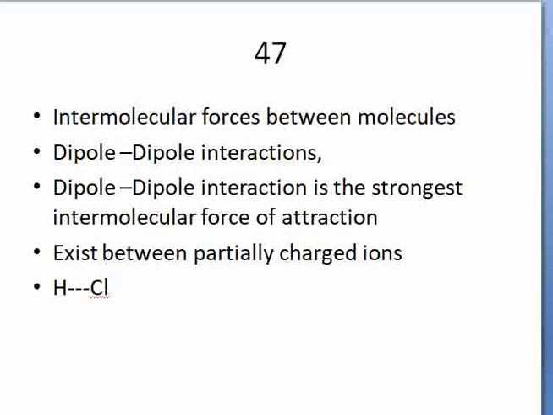Next one, the intermolecular forces between molecules. Now, how will intermolecular forces be between molecules? Dipole interactions. Dipole interaction is the strongest intermolecular force of attraction. The strongest intermolecular force of attraction exists between partially charged ions.